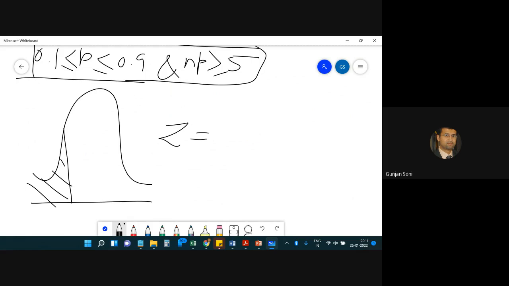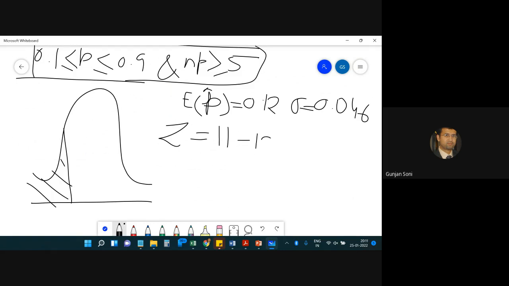So we already know the expected value of p hat, which is already given as 0.12, and the standard deviation sigma, which we have already found out, and that was coming out as 0.046. So we can substitute the value of Z corresponding to 0.11. So it's on the left side: x bar minus mu, 0.11 minus 0.12, divided by 0.046.